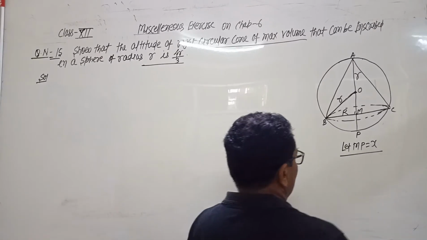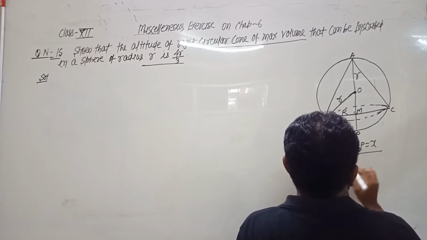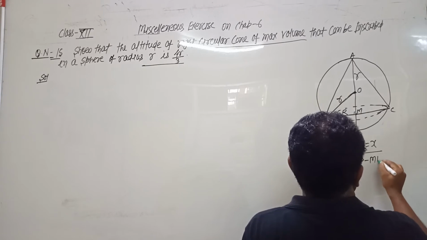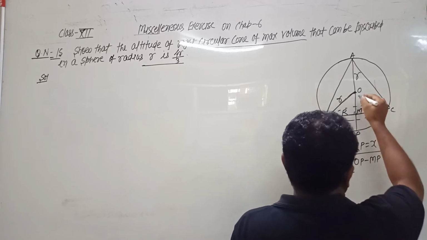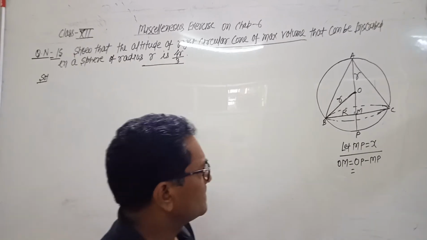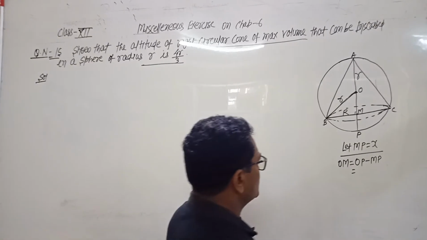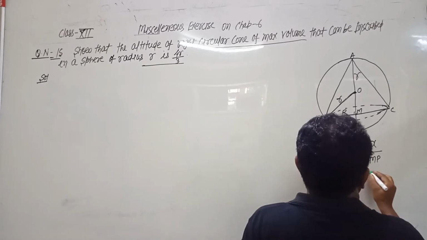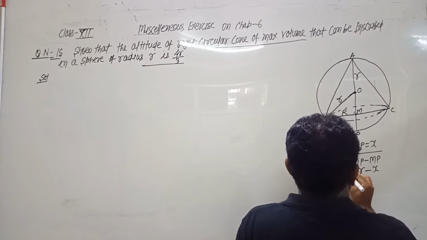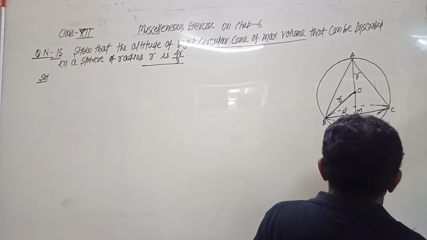Then what would be the value of OM? OM can be written as OP minus MP. The value of OP is also small r, the radius of the sphere, and MP we have supposed x. So the value of OM is r minus x.